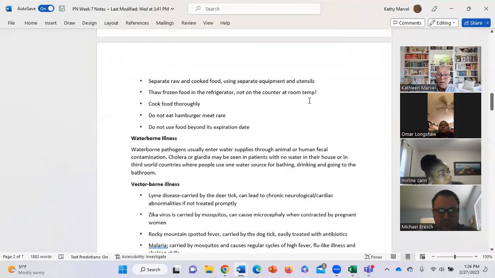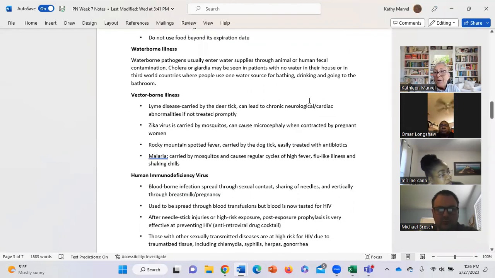Right? What about waterborne illnesses? We know that contaminants enter water supplies through animal or human fecal contamination. Cholera and Giardia are very common. They're common when there's no drinking water in their house, and they're having to bathe and prepare food with contaminated water. And then we have the vector-borne illnesses: Lyme disease, Zika virus, Rocky Mountain spotted fever, malaria, all infectious and communicable diseases.